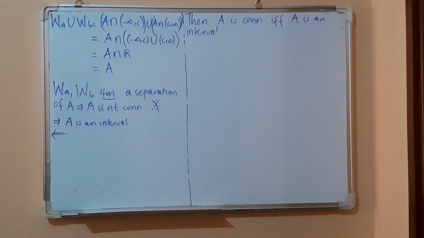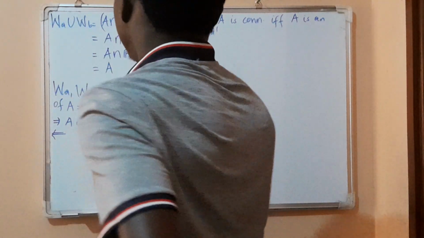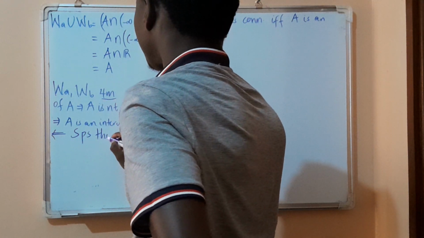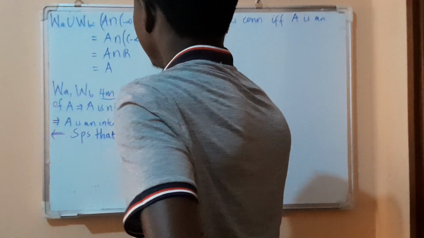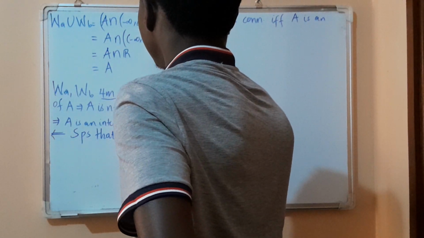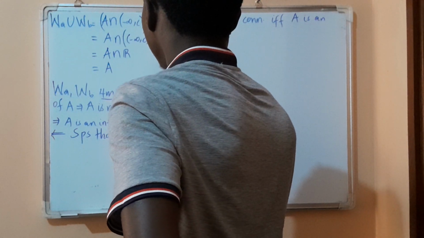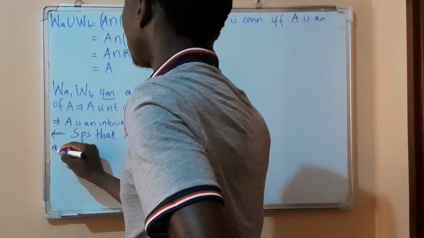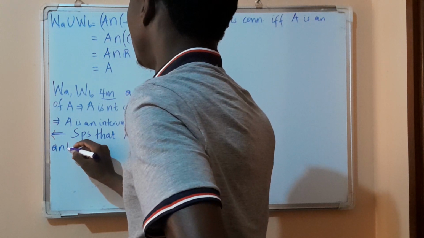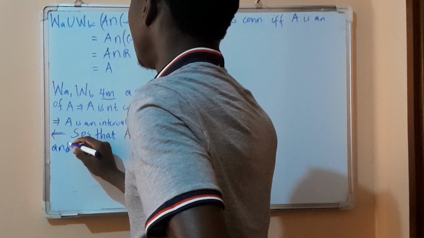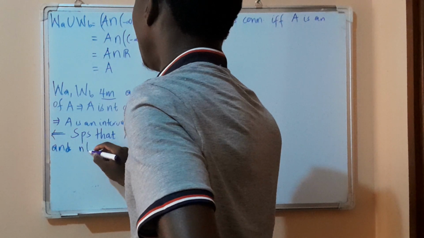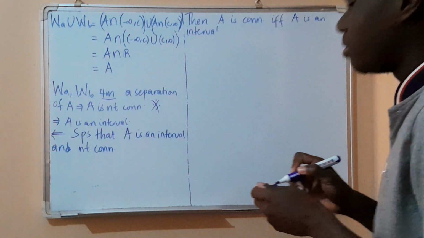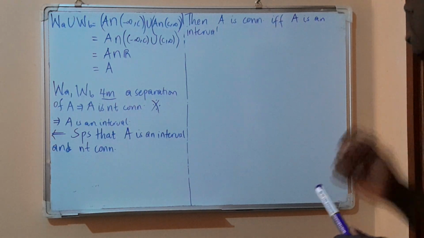We are going to deal with the converse direction. So suppose that A is an interval, and suppose that A is an interval which is not connected. So what does this imply?